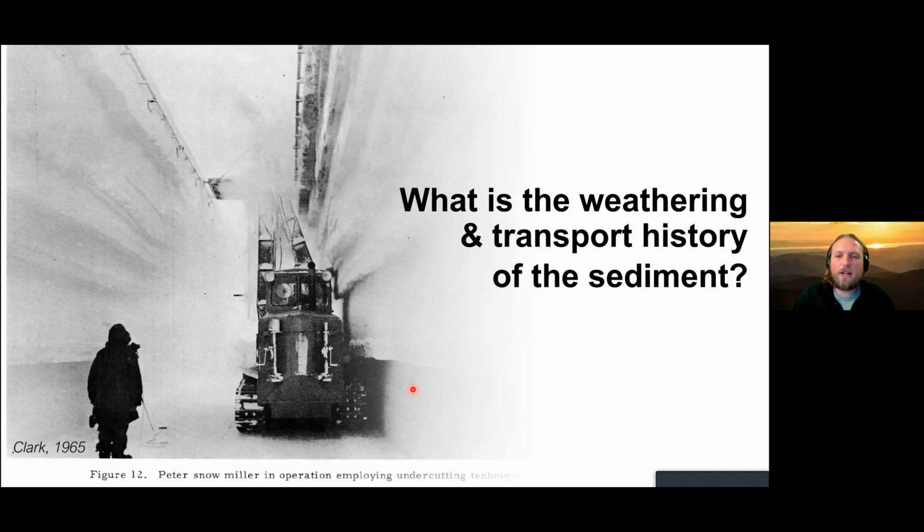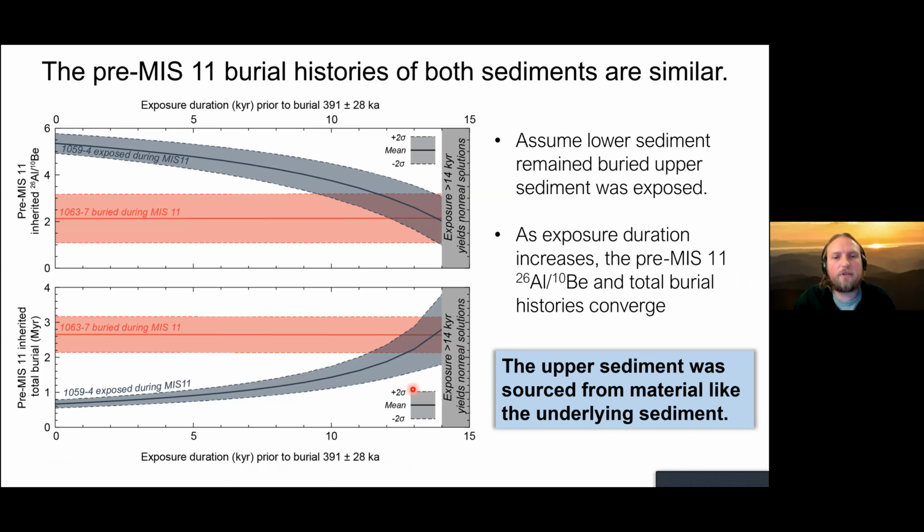So we also want to know what the weathering and transport history of this sediment is. And I want to go back to the aluminum-beryllium modeling that we have done, because I think it suggests something important about where the upper sediment came from. As I alluded to in that previous graph, if we exposed the upper Diamicton for as long as 14,000 years during that last exposure event, it would have had an incoming inherited aluminum-beryllium ratio very similar to the incoming aluminum-beryllium ratio of the lower sediment, 1063-7. And so what this suggests is that the upper Diamicton was sourced from material very similar to the underlying sediment like 1063-7.